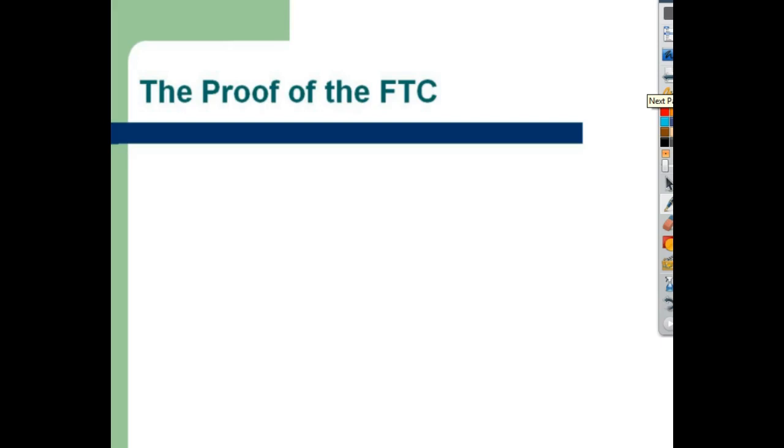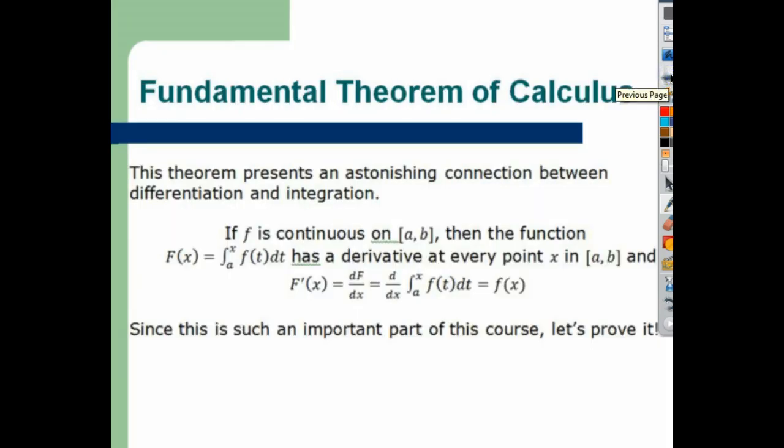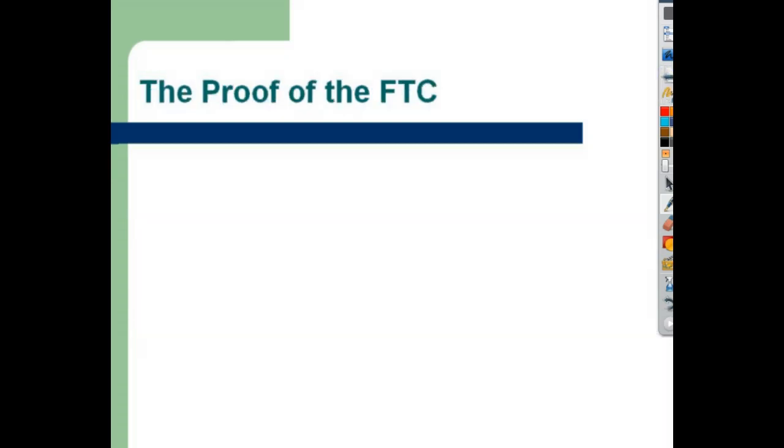We have to start with a let's statement. Let's start by saying capital F of x is our antiderivative from a to x of f of t dt. Our goal, or what we are trying to prove, is that F prime of x is equal to f of x. That's what we're trying to prove. That's our end goal.